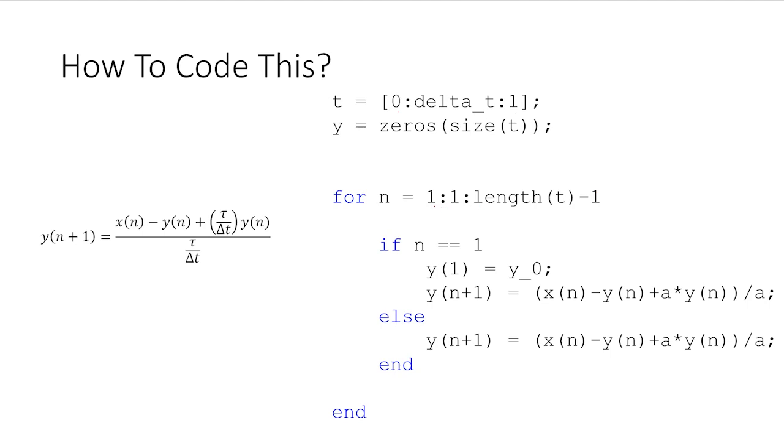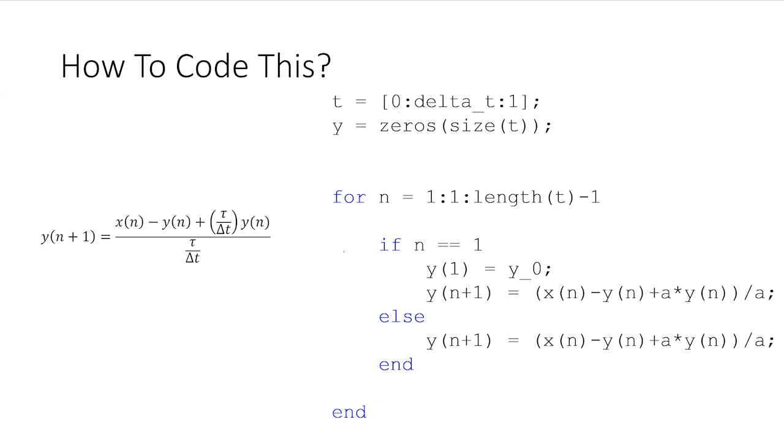All right, now notice I went from 1 to length of t minus 1. Okay. Now, what I did here is I have an if statement that checks to see if n is equal to 1. Why do I have to have an if statement that checks for n equal to 1? Because you have to handle the initial condition. I have to handle the initial condition.